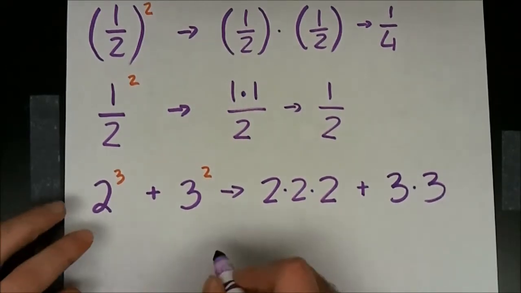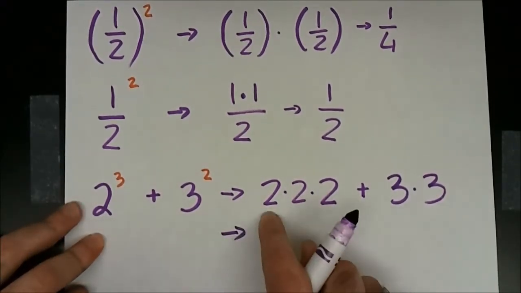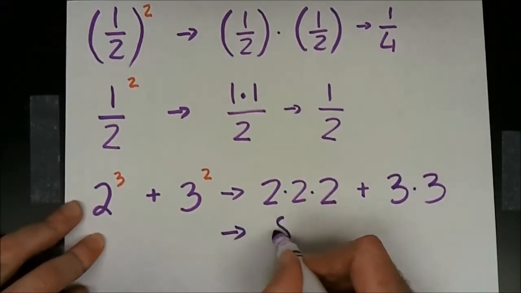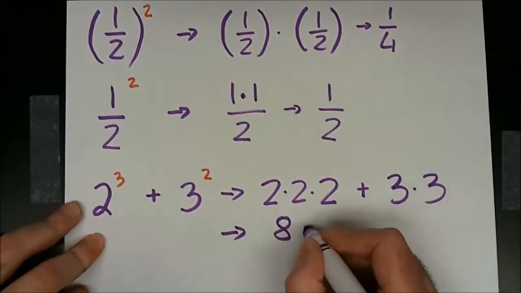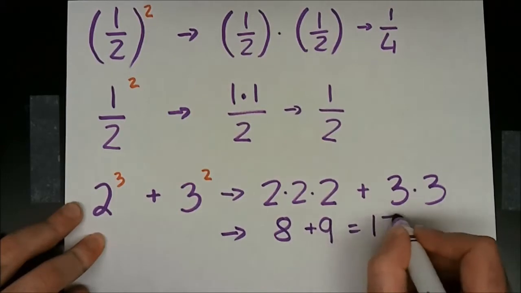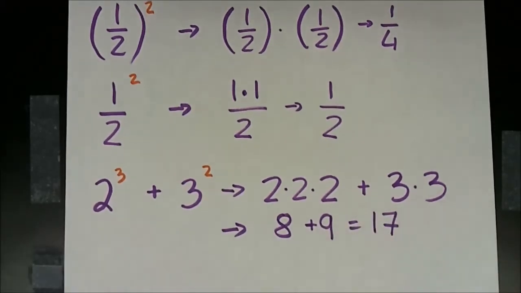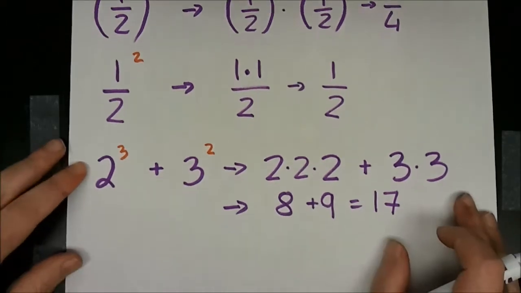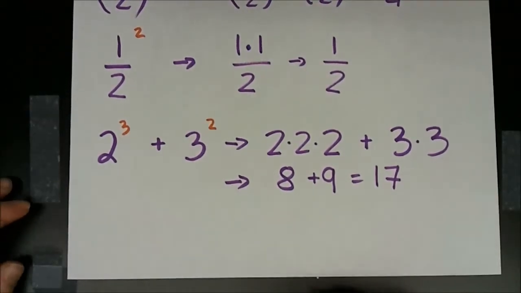And now we can just crunch our numbers. 2 times 2 times 2 is 8. 3 times 3 is 9. And that is just 17. So if you did have a problem like that, where you simply needed to crunch out an addition of 2 exponential forms, that's how you would handle it. Let's look at multiplication. Why not? It really works out the same way.